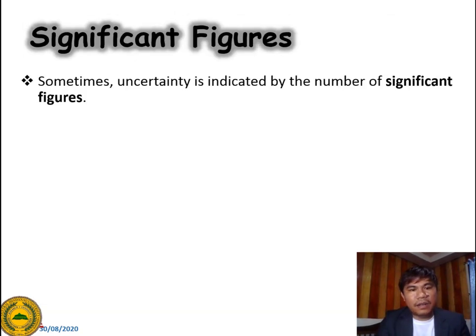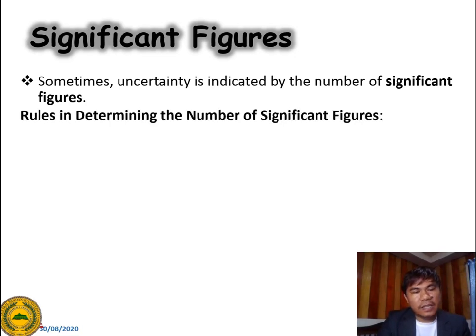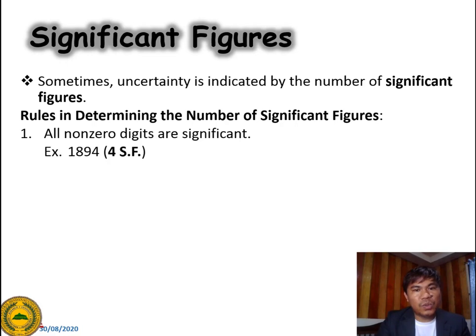So we know already that when we do measurement, there is always uncertainty acting into it. And so when we try to write this measurement, we can actually emphasize it through significant figures. So how do we write quantities emphasizing the significant figures? Here are the basic rules on how we write or determine the significant figures.